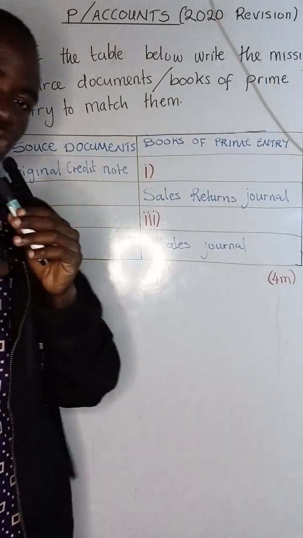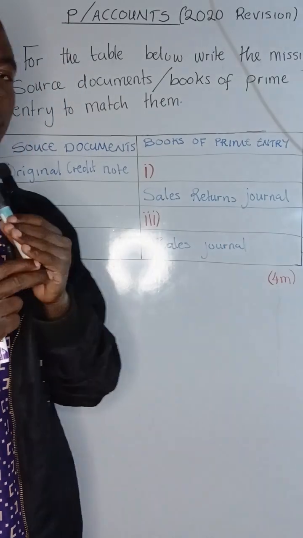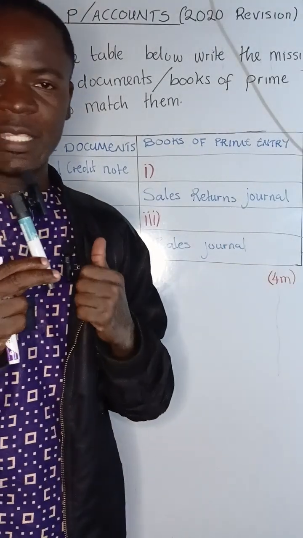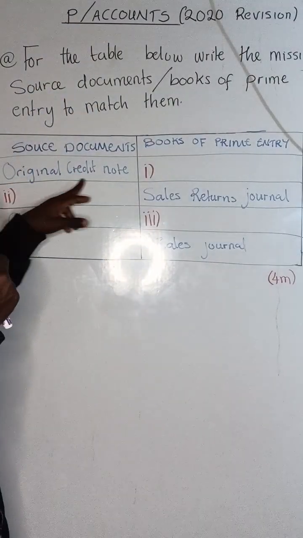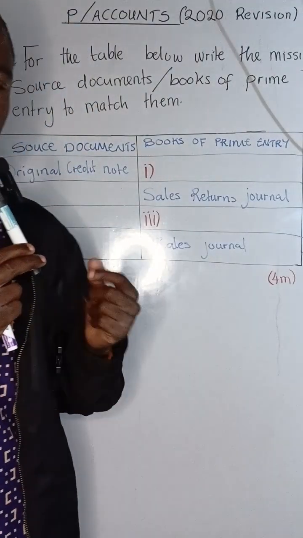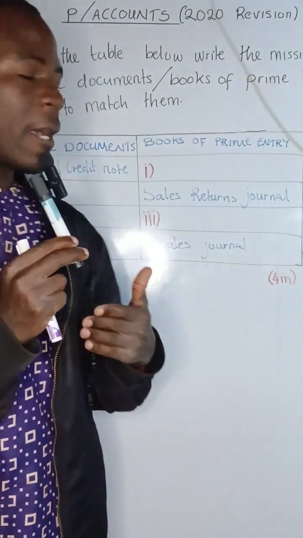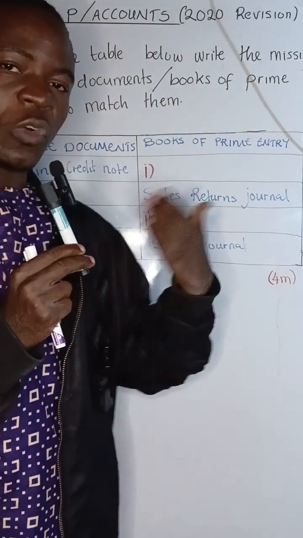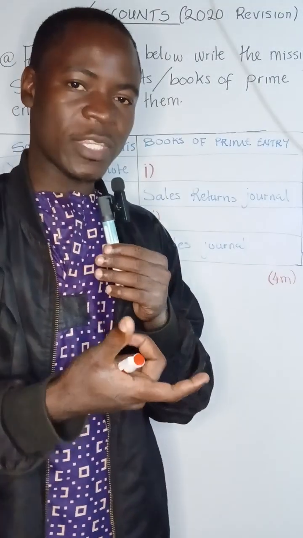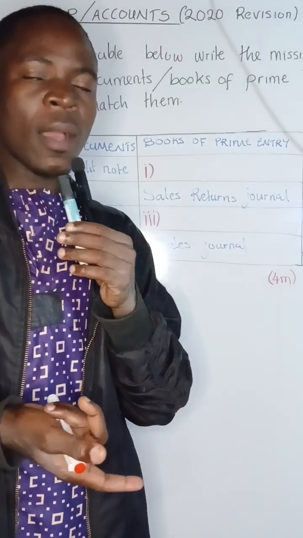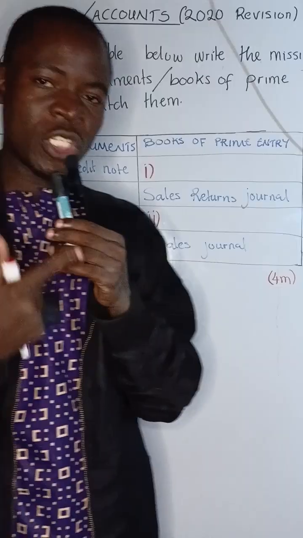Okay, so we must understand that this question was provided for marks in an exam, and we really need to understand the questions very well. According to the original credit note, here we are simply talking about when you are given the original credit note, meaning you purchased some goods, and then the goods were returned. That is when you are given the original credit note.